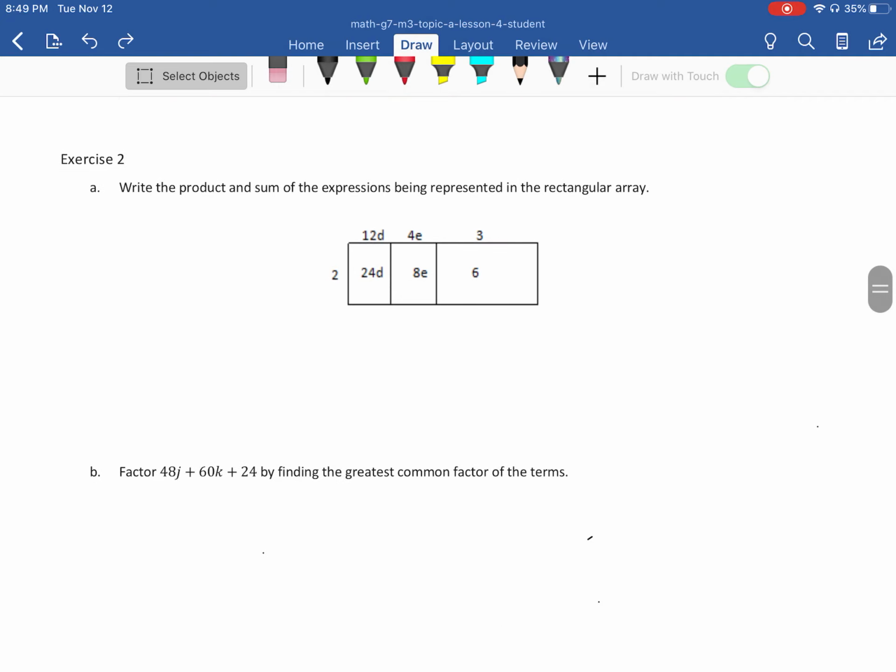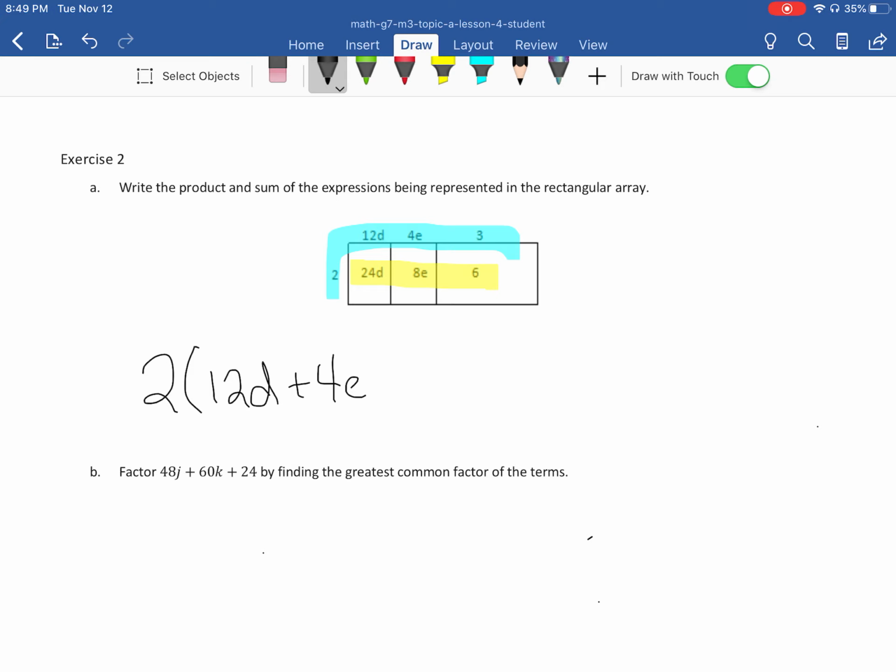All right, I want you to try exercise 2. See if you can get it before I show you. It's telling you to write the product and the sum of the expressions being represented in the rectangular array. That would be one expression, and that would be the other expression. So the one would be 2 parentheses 12d plus 4e plus 3, or the other expression would be 24d plus 8e plus 6.